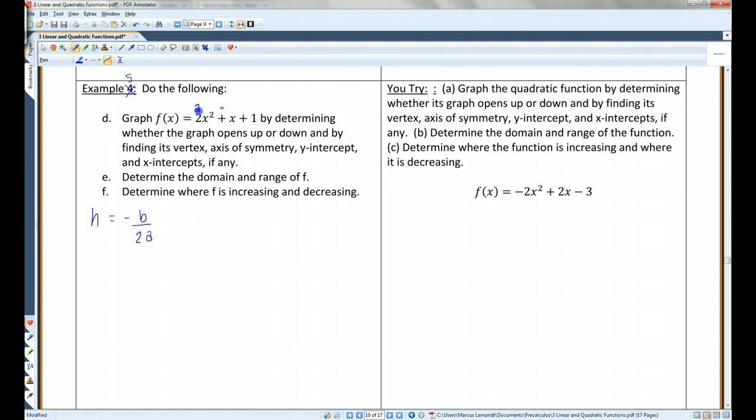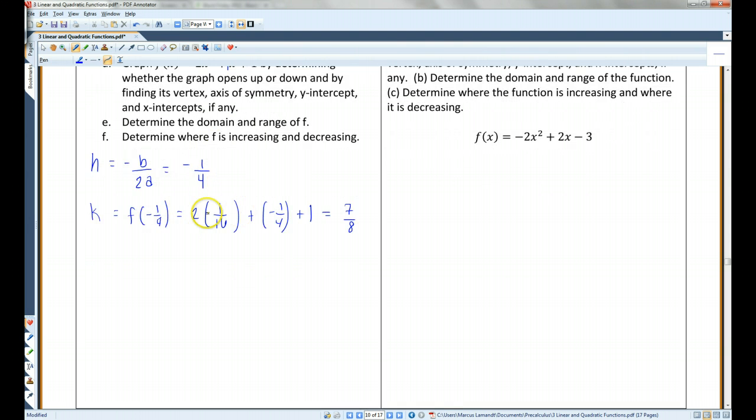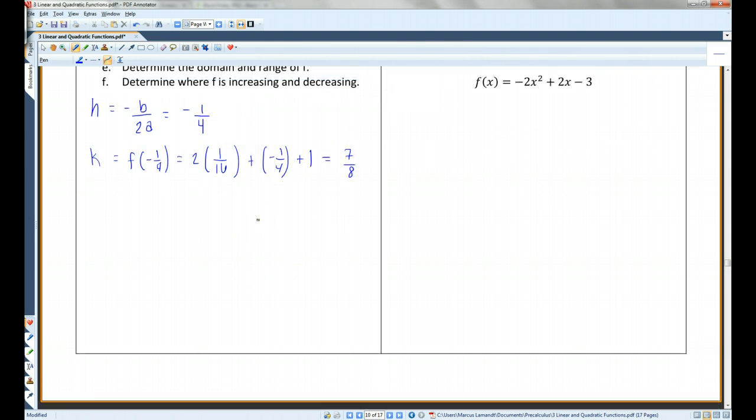Okay, here's our a, b, and c. If I plug it in, I get negative 1 over 2 times 2, which is 4. Negative 1/4. Our k is going to be f of negative 1/4. 2 times 1 over 16 plus negative 1/4 plus 1. If you do all that out, you end up with 7 over 8. I'm confident that you guys can do fractions. If you have trouble with this, let me know tomorrow.